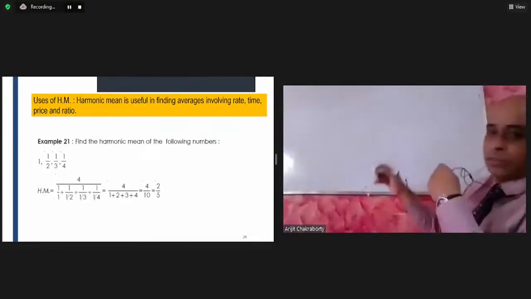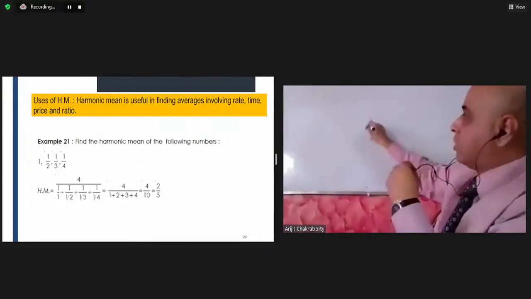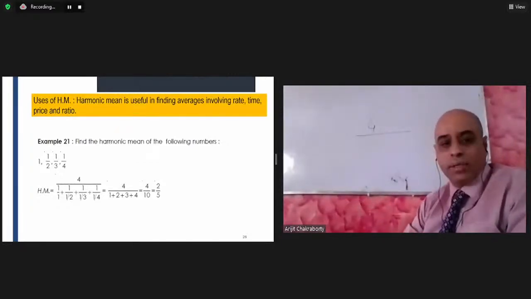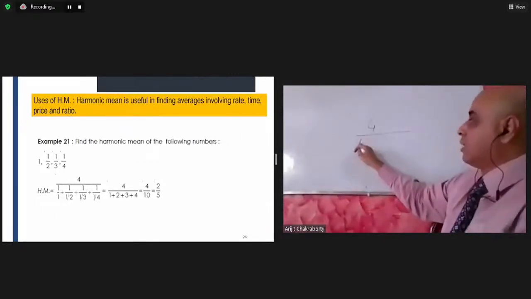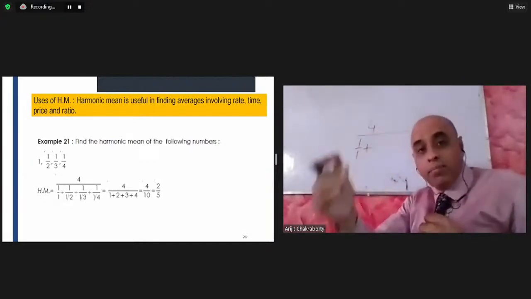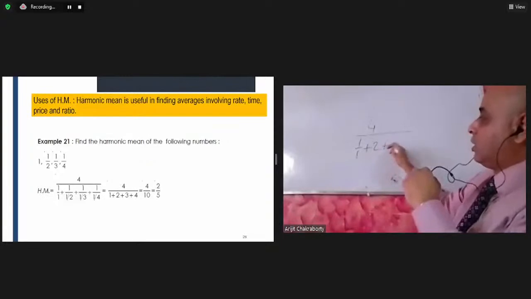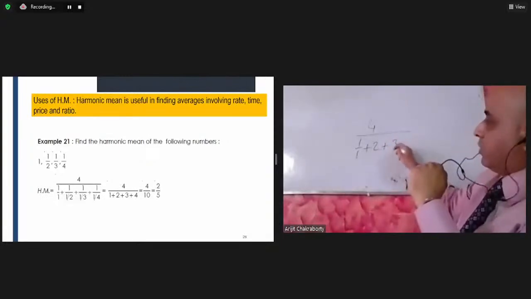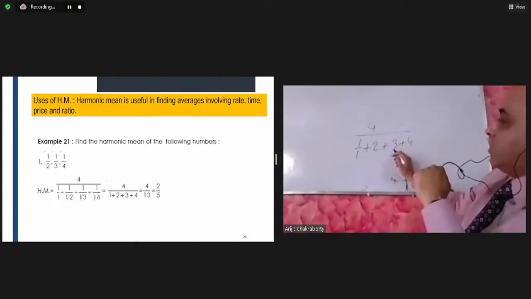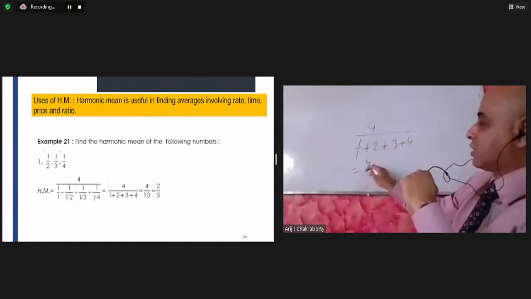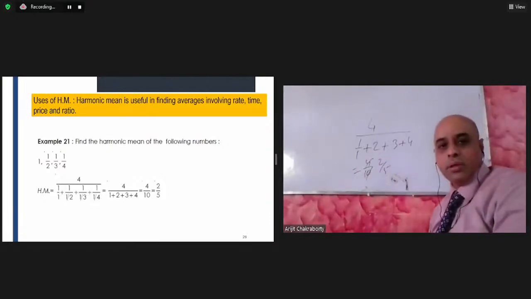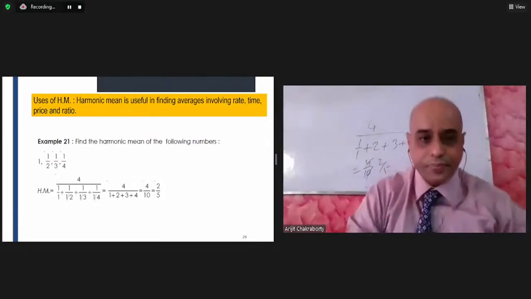Harmonic mean. So there are how many numbers? 4 numbers. So I will put 4 in the numerator. In the denominator, the first number is 1, so I am taking 1 by 1, plus I have 1 by half, that means it becomes 2. The next number becomes 3, and the next number becomes 4. So 4 plus 3 is 7, 8, 9, 10. The answer is 4 by 10. That means it is 2 by 5. This is a very simple question.